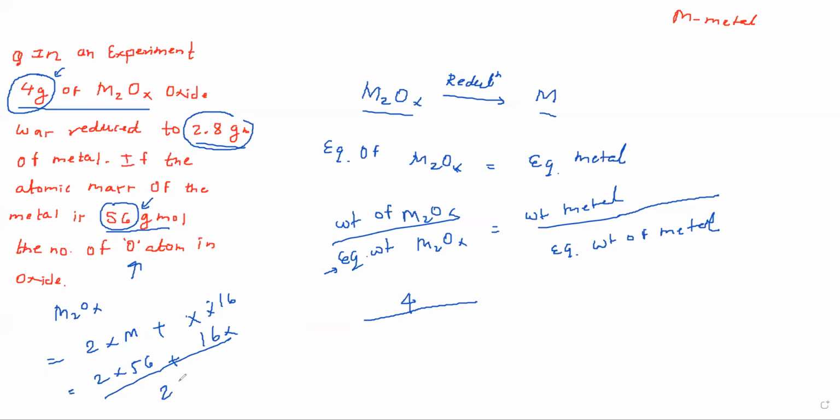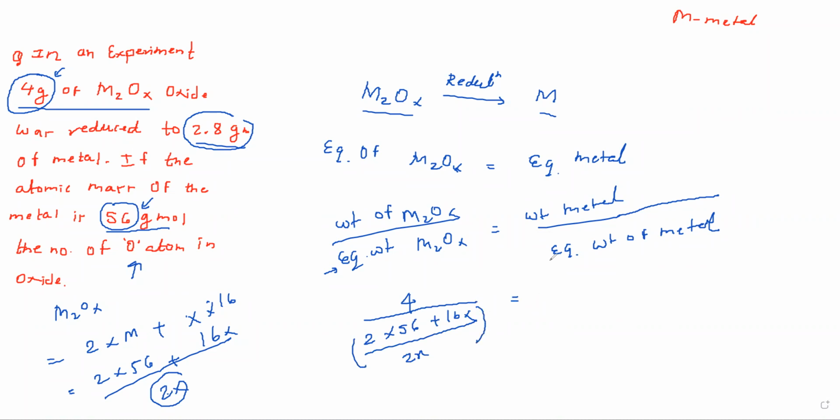Now where did this 2x come from? Anybody knows? How many oxygens are there? Here M2 is there, so I just have to write 2x. I will tell you why 2x. Let me write first. 2 into 56 plus 16x upon 2x. Now this is the equivalent weight. I will tell you everything, don't worry.